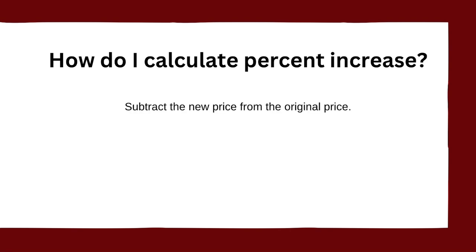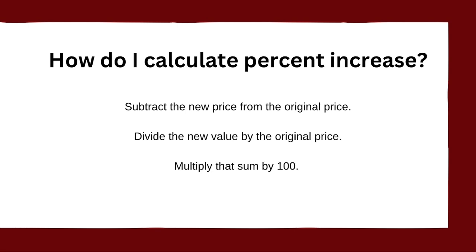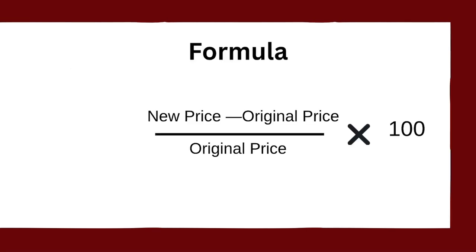And there are three steps you can follow. The first thing would be to subtract the new price from the original price. The second step is to divide the new value by the original price. And the third step is to multiply that sum by 100. Now I'm going to supply a formula so you guys know what that looks like. The previous slide was the word version, and this one shows the formula.